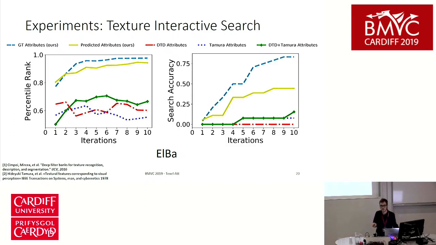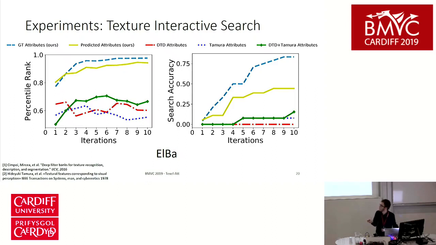We set up a user study with 50 users, and we compare 5 different sets of attributes. Our attributes using ground truth segmentation, and also our attributes using the segmentation provided by the Mask RCNN. We also compare it with the 47 DTD attributes that I mentioned earlier, and the 6 Tamura attributes, which is another older attribute-based representation for textures. We also joined these 2 attribute-based representations to see if they perform better. What we achieve is that we have higher performance than the comparative approaches.